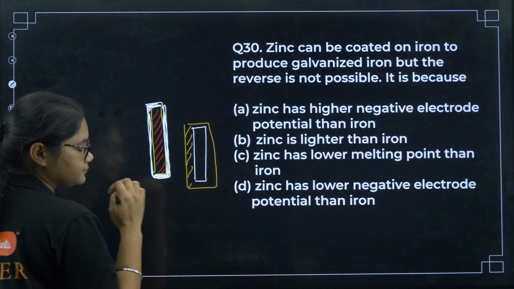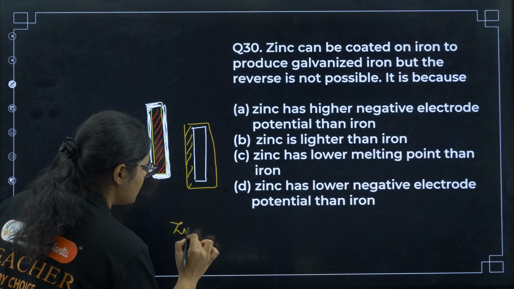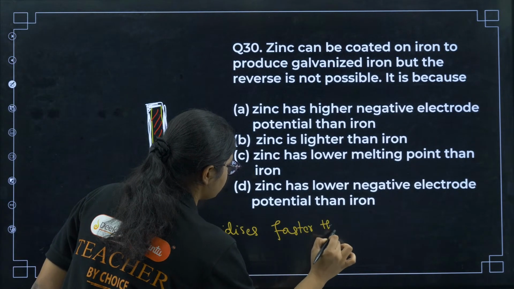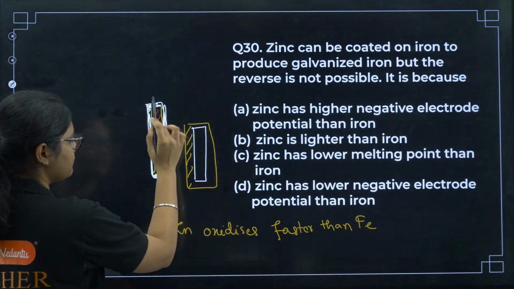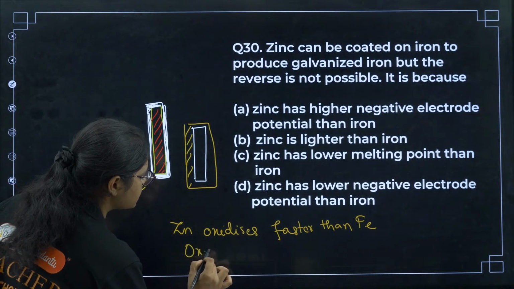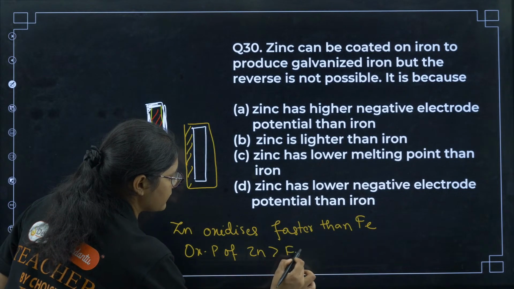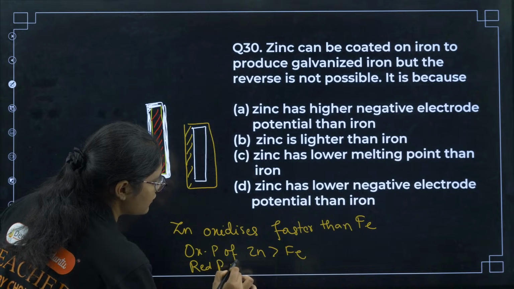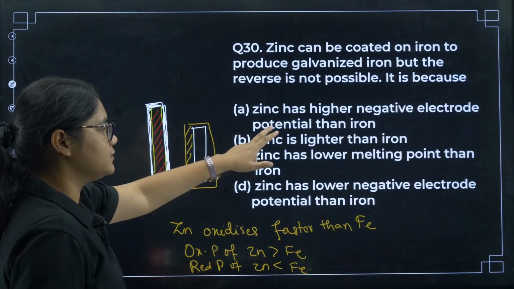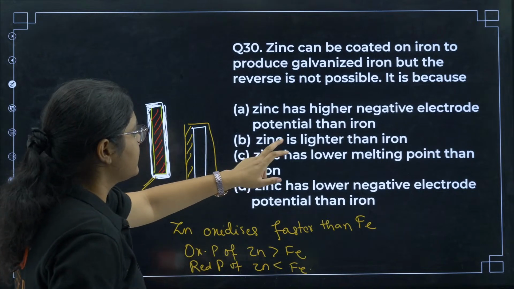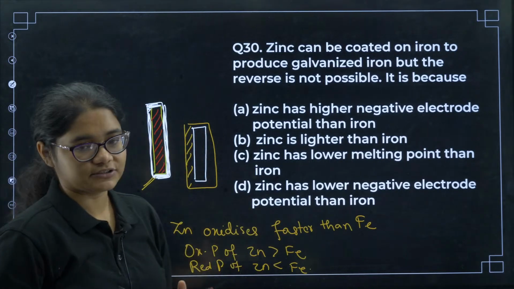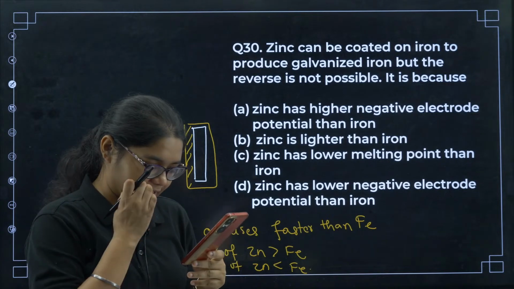This is not possible. See, that is because zinc oxidizes faster than iron. So what will happen if you have covered it with zinc? First zinc will get oxidized, then iron will be there, right? So the oxidation potential of zinc is more than iron. If that happens, then the reduction potential of zinc will be less than that of iron. So that is the reason zinc has higher negative reduction potential than iron, right? Zinc is lighter than iron, zinc has lower melting point than iron, zinc has a lower negative reduction potential than iron. What is the answer, A or D?